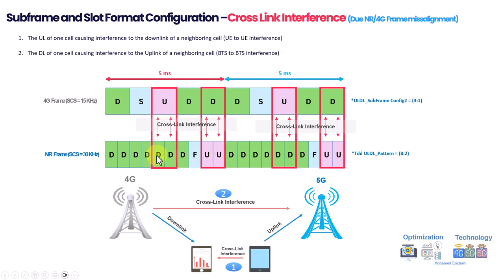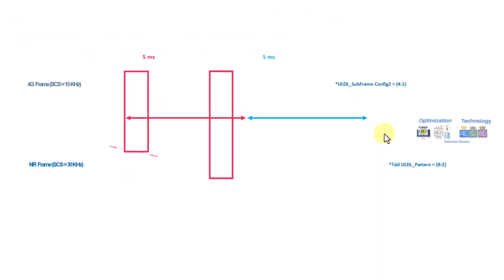What you need to do is either shift this one by 3 milliseconds, so that the frame starts from zero, or you can change its configuration. For example, instead of 8 to 2, you can make it 4 to 4. Let me show you both examples to explain it more. This is as a solution for the NR.